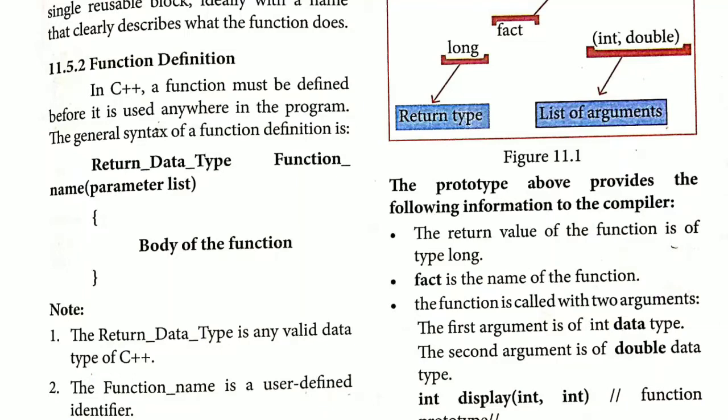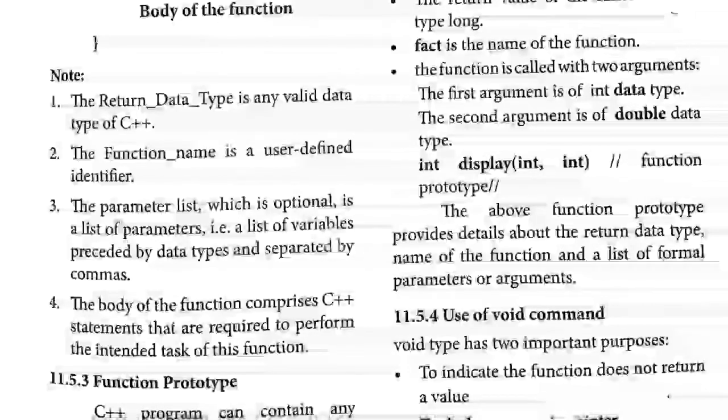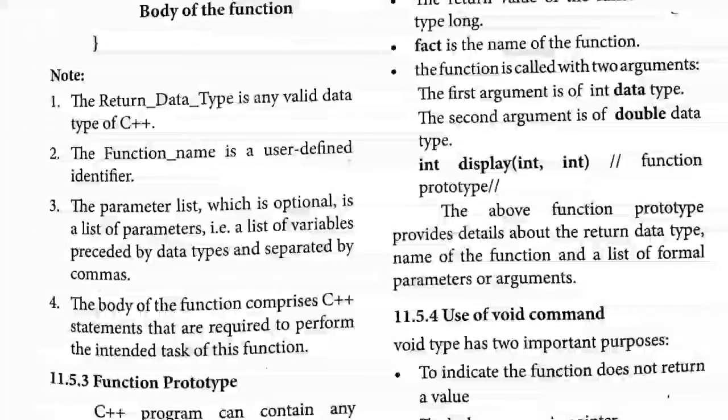You can see these are all the points that have to be noted while creating a user defined function. The return data type is any valid data type. There are four fundamental data types: integer, character, float, and double. These must be provided there: int, char, float, and double.